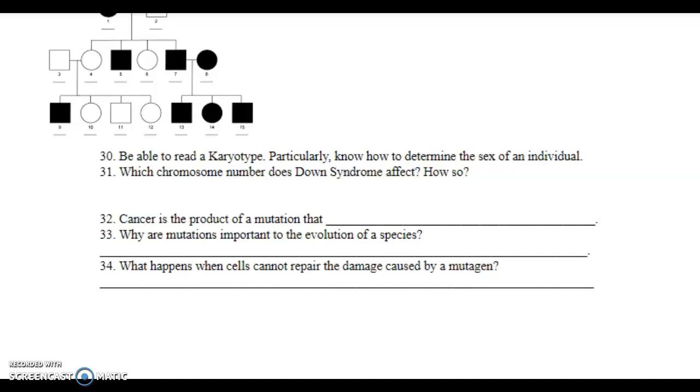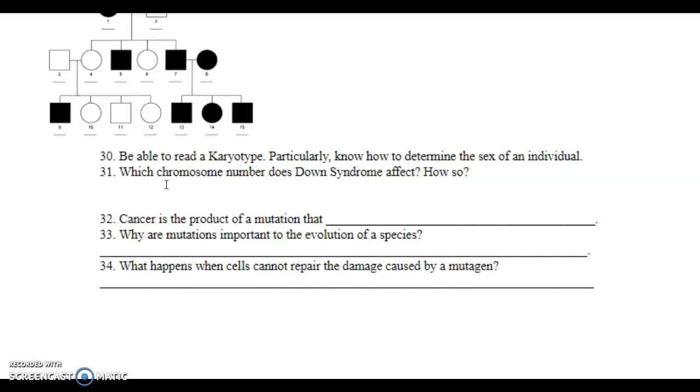So make sure you're able to look at a karyotype, answer questions on that karyotype. Make sure that you can identify if there's a disorder. We would expect to see 2 chromosomes at each site, 2 chromosome 1s, 2 chromosome 2s, and so on. And if there's more than 2 or less than 2, then there would be a disorder going on there, which leads us to question number 31, which says, which chromosome number does Down syndrome affect, and how so?